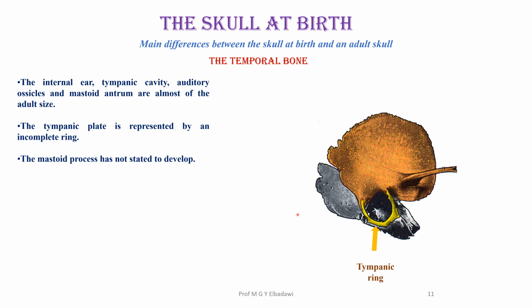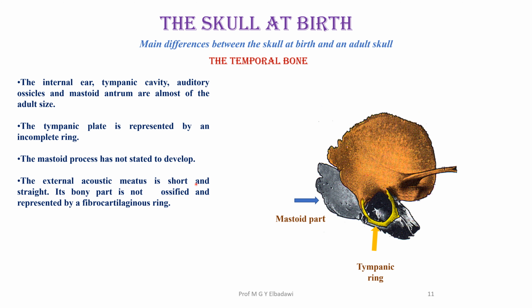The mastoid process has not started to develop, as we said. This is the mastoid part of the temporal bone, and you cannot see the mastoid process. The external acoustic meatus, this one here, is short and straight, and the bony part is not ossified and is represented by that ring. That's why infection is easier in childhood than in the adult, and even the danger of injury of the tympanic membrane is greater in childhood.